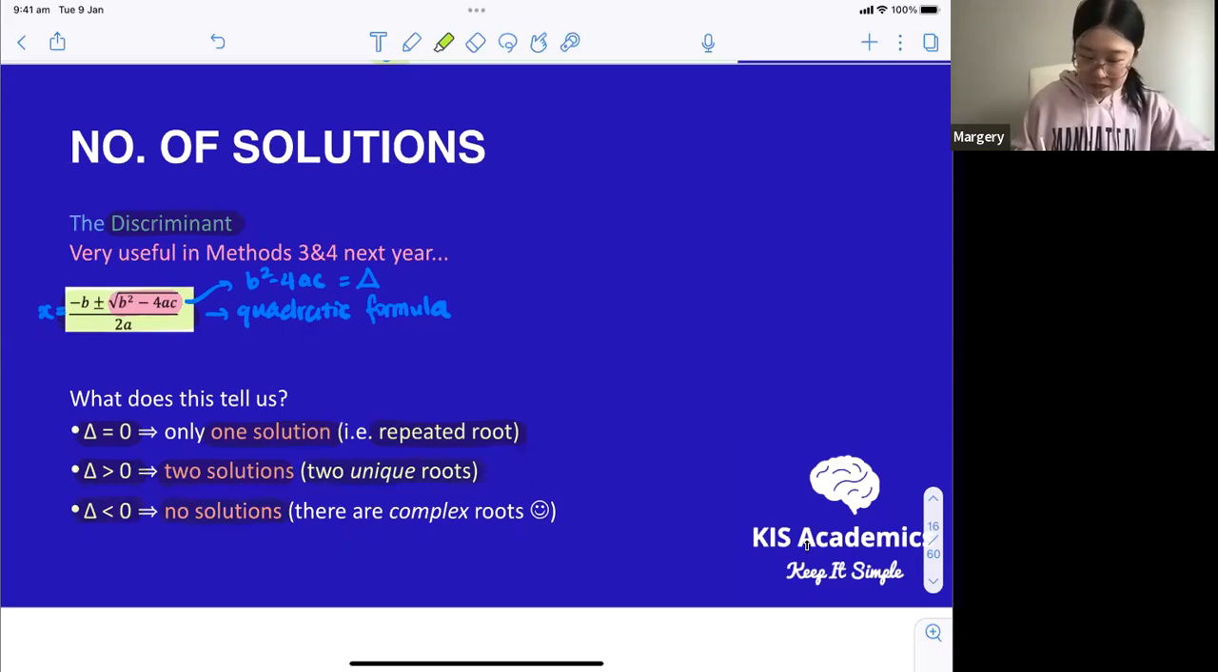This next point isn't too important for methods, but if you also do specialist, then we know that when the discriminant is less than 0, we get complex roots instead. But in methods, we would say no solutions with that.